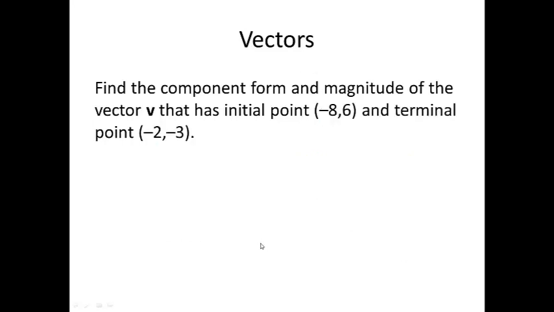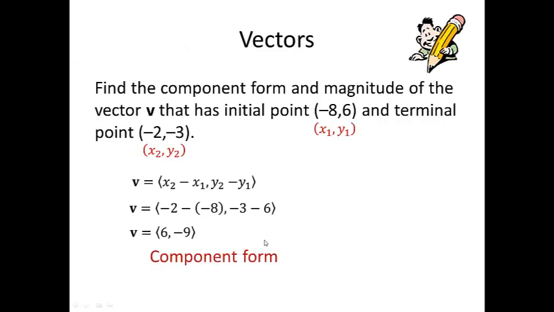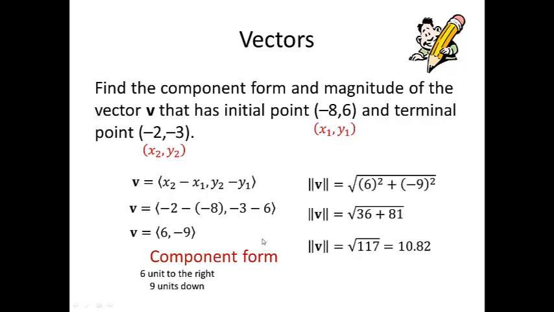Yay. Here's one more quick one. Why don't you do this? Check your work. All right, so we're doing the same thing, and the component form is 6, negative 9. And then the magnitude is 10.82. All right.